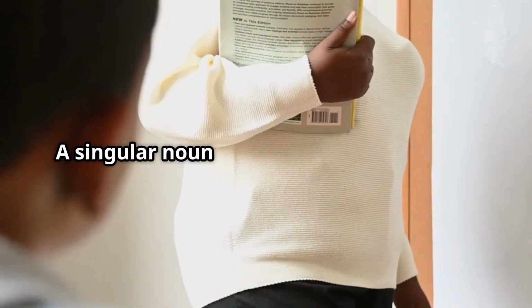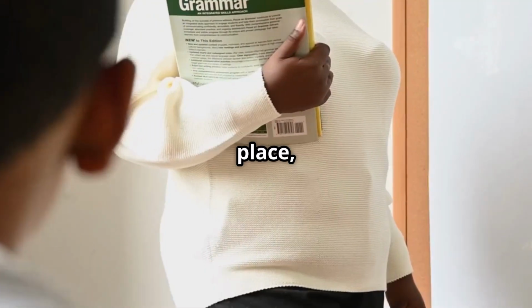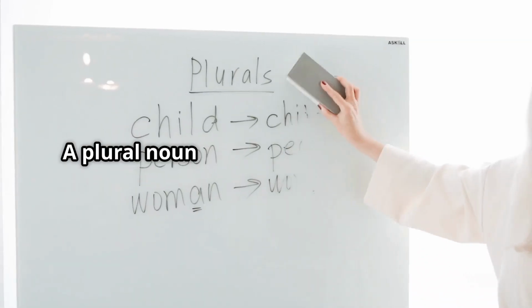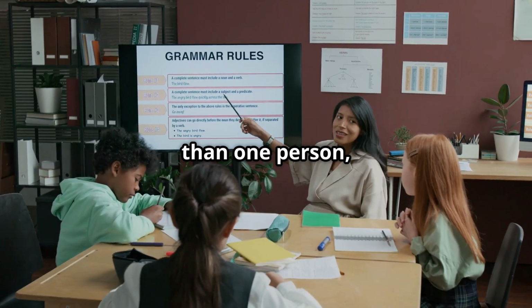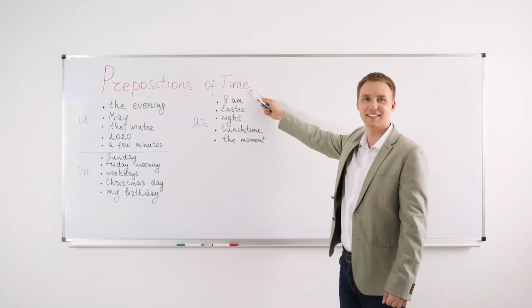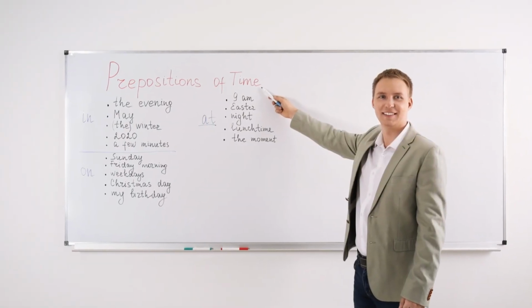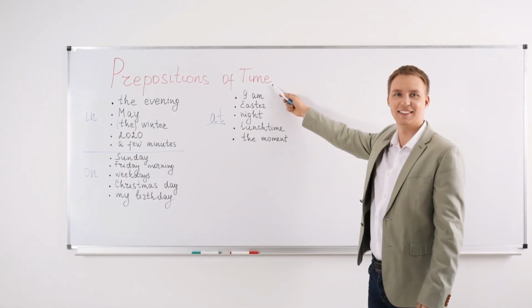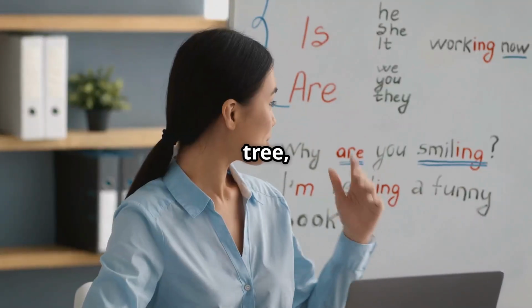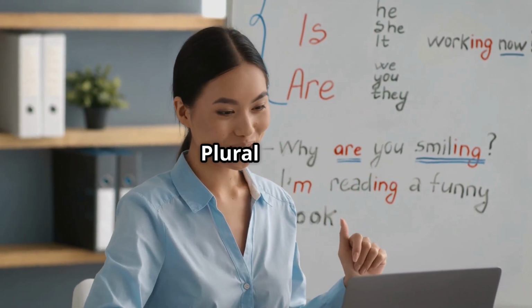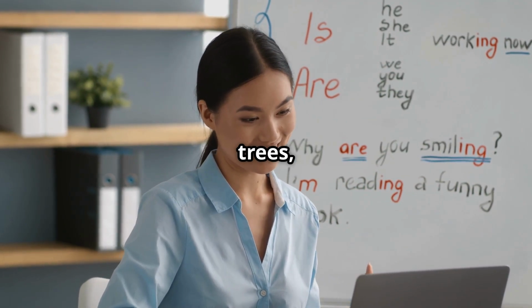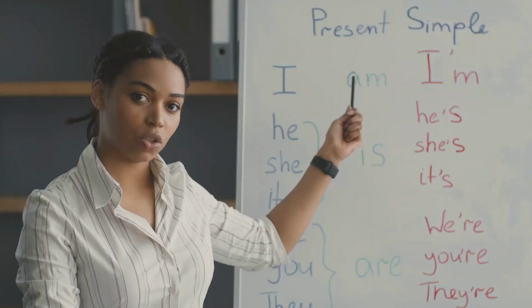A singular noun is a noun that names only one person, place, or thing. A plural noun is a noun that names more than one person, place, or thing. Singular nouns include woman, tree, truth, fear, and party. Plural nouns, on the other hand, are women, trees, truths, fears, and parties.